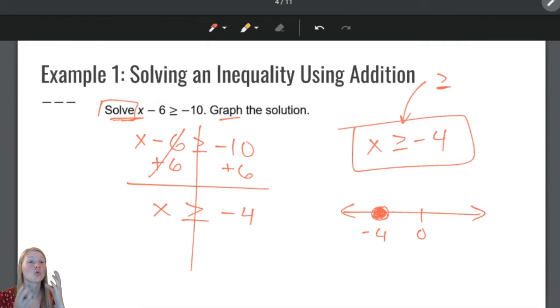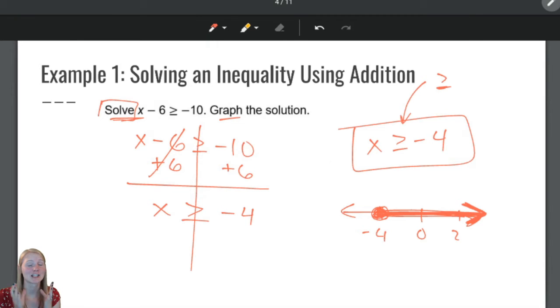Now, which way should this arrow point? Well, x is greater than negative 4, so we want it to point towards the numbers that are bigger than negative 4. So bigger than negative 4 is like anything positive. Remember, positive numbers are always bigger than negative numbers. And the positive numbers are over here. So I'm going to point towards those positive numbers, and I'm going to make that arrow nice and bold so that I know exactly which side I'm pointing to. And there you have it. We have solved an inequality using addition.